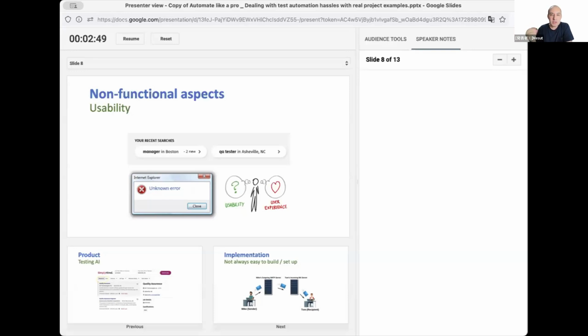Why? Because when we are talking about usability, we are talking about the users, right? Usability means user friendliness and how users can easily use the system. Usability, is it usable or not? So now let's discuss from the test automation point of view. How can I ensure my product is usable? My product usability is good.